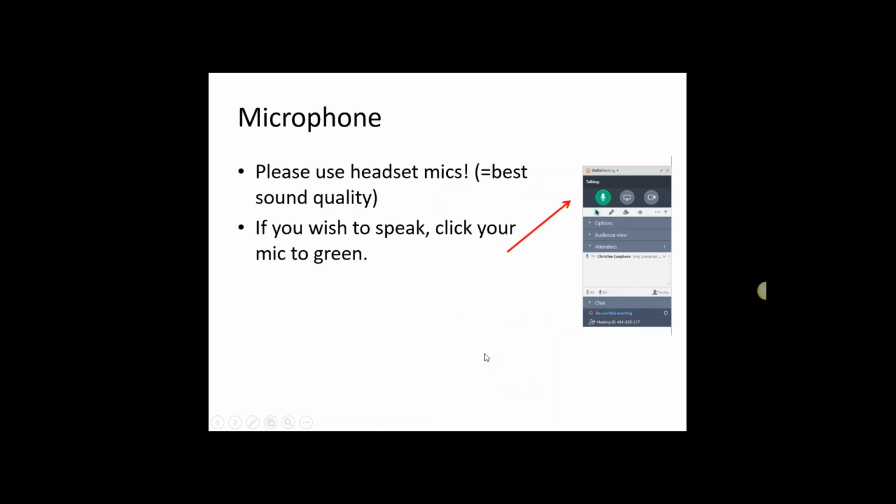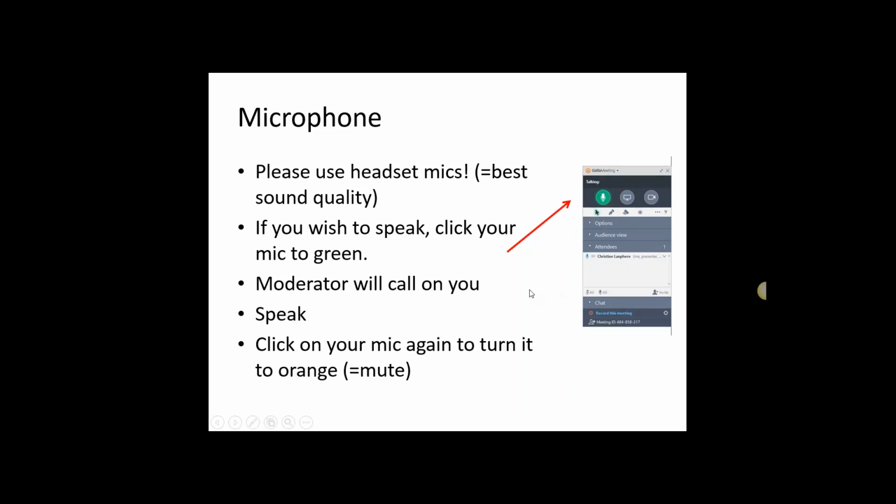So if you want to speak, click on your mic to green and the moderator will call on you. I will be able to see if your mic has gone on, or you can say something like Christine, and I'll see that your name appears that you're talking also. Then you would speak, and click on your mic again to turn it to orange.